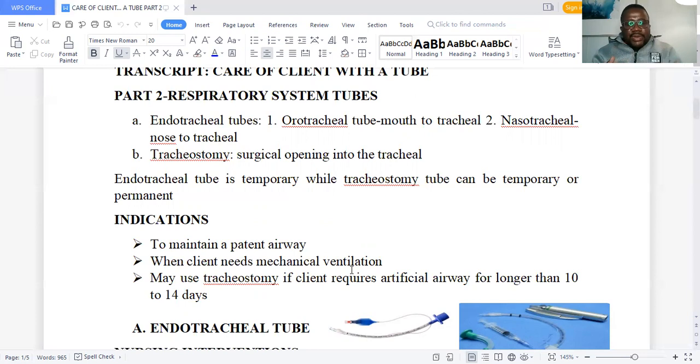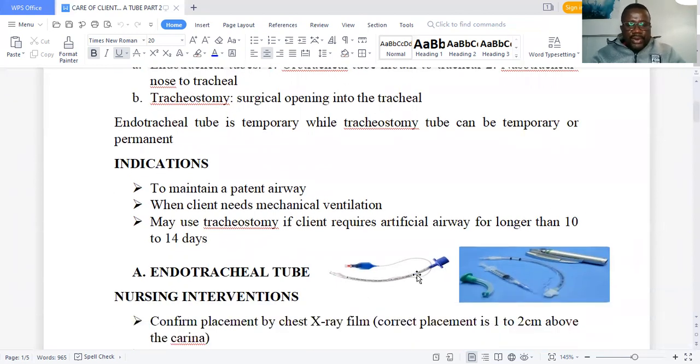We can also pass this tube to clients maybe who are requiring an artificial airway for a longer time, for about 10 to 14 days, and we will be bound to pass this tracheostomy tube. And here you will see how the first part we are going to treat is endotracheal tube.